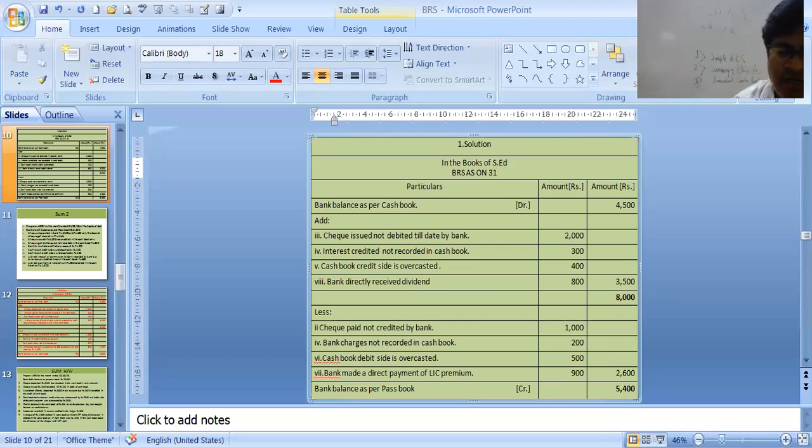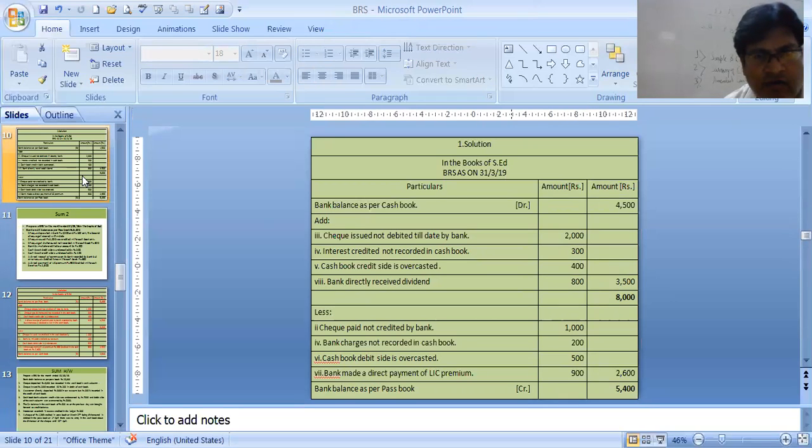31st March 2019. Okay, so bank balance as per cash book: if nothing is mentioned, then debit, or if it's written favorable, then also debit. If debit is written, then also debit. So see, 4,500 we have written in the final column.